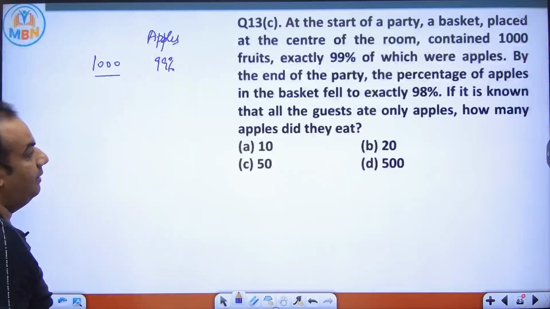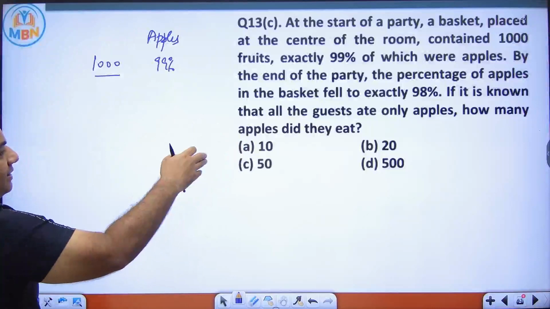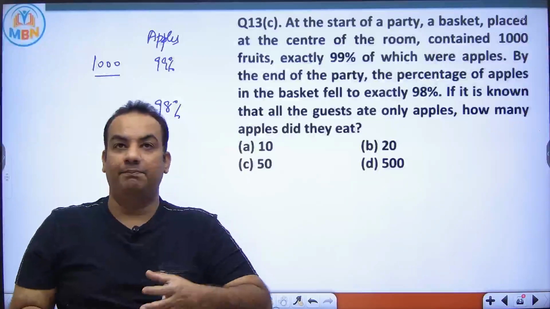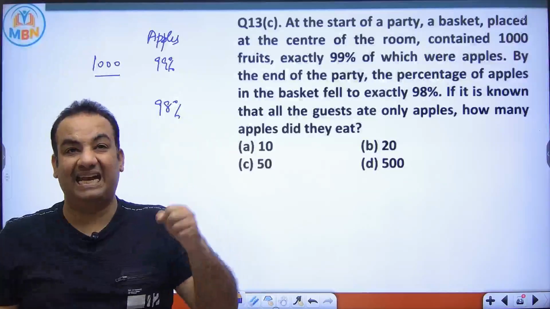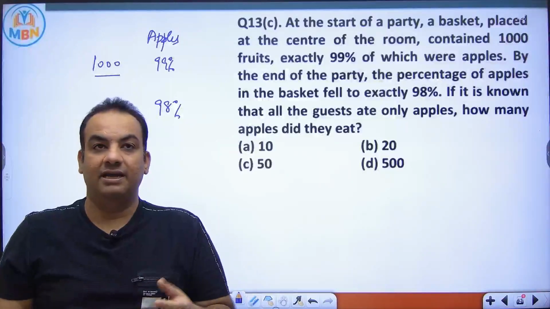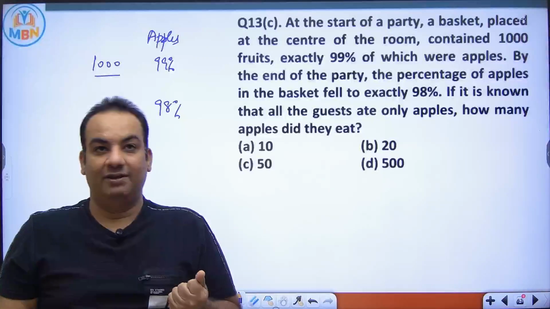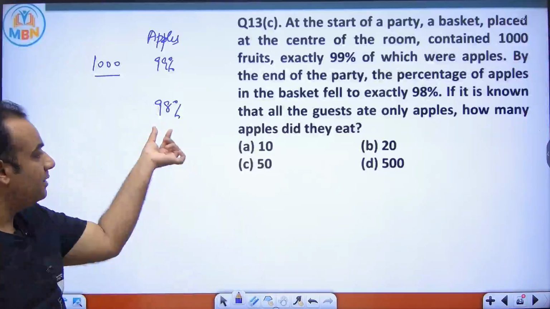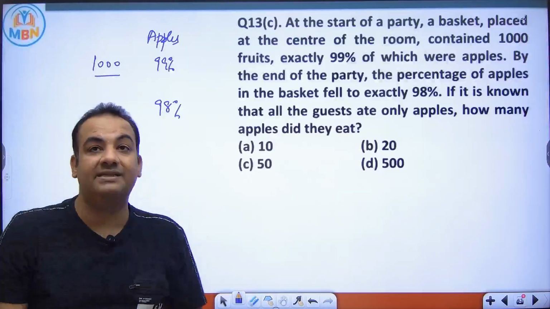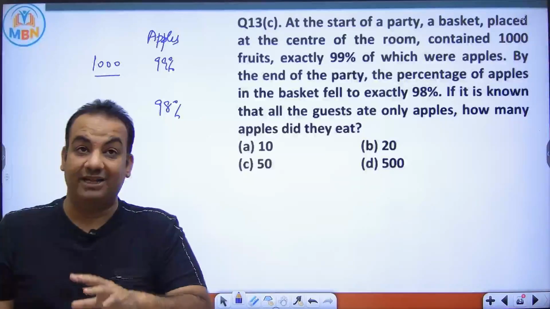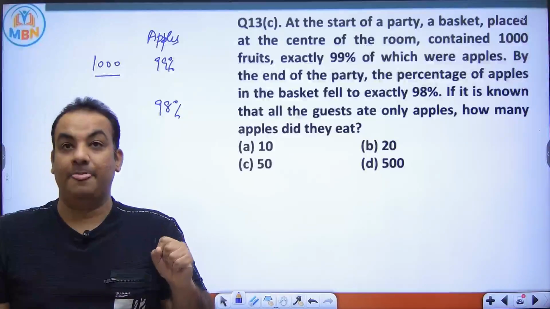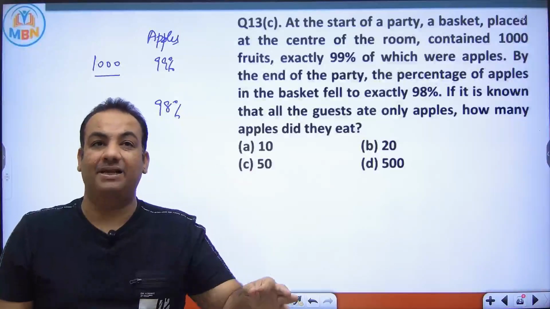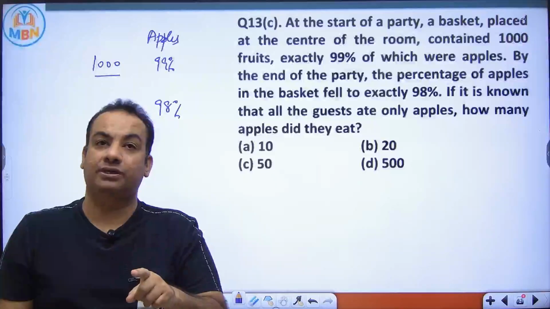Okay. By the end of the party, the percentage of apples in the basket fell to 98%. Before the start of the party, there were 99% apples and a total of 1000 fruits. Some people have consumed some fruits. Some have consumed apples, some have consumed other fruits. So the percentage of apples dropped to 98. If it is known that all guests ate only apples, it means the other fruit is a constant.